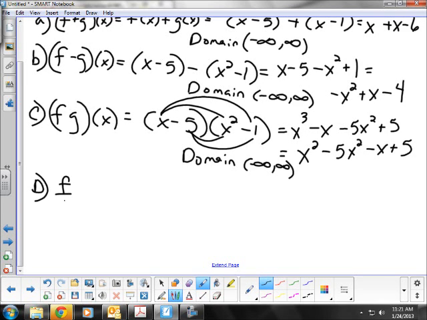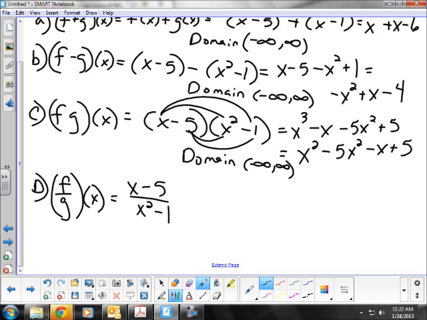It wants us to find f divided by g of x. So we know the domain's not going to be all real numbers, right? So it's x minus 5 divided by x squared minus 1. You're done with that. You can't combine these. Can't reduce it any, right?